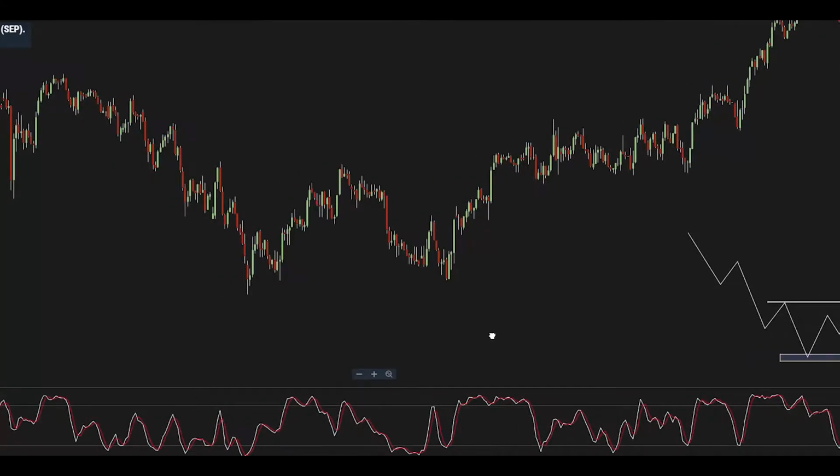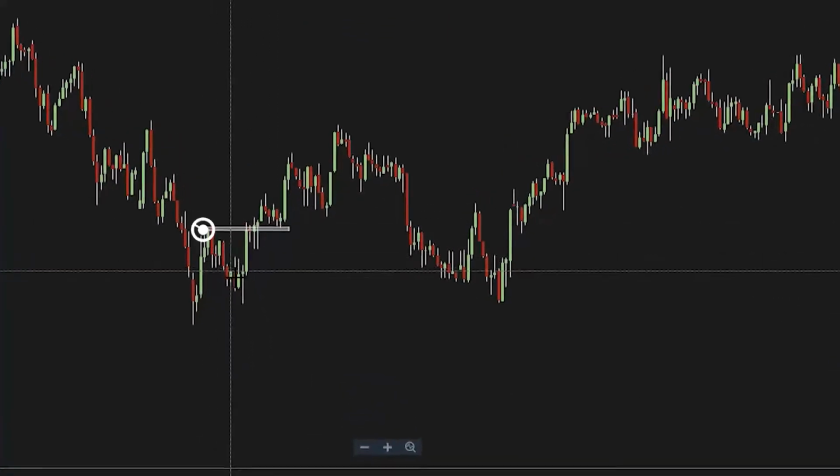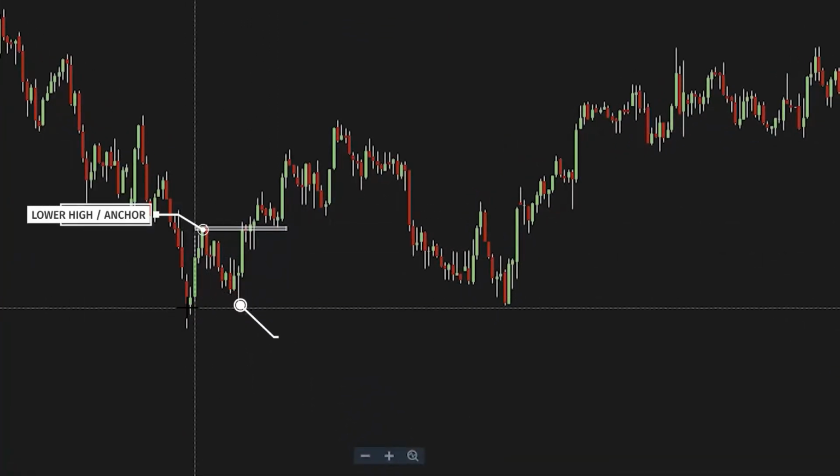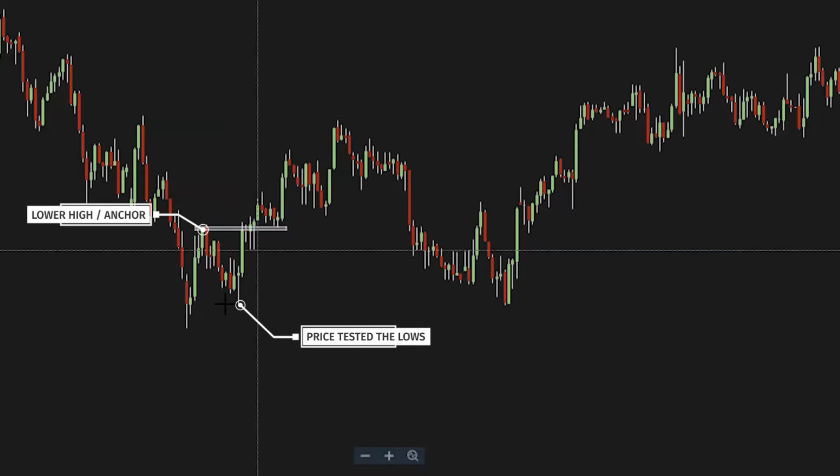Now if we go back to the chart and mark up this section here, this is a key section we're focusing on. We've got a trend down. This is the last lower high, or the anchor to that trend down. You can see price test the lows, it starts to reverse, and so we've got our pullback.